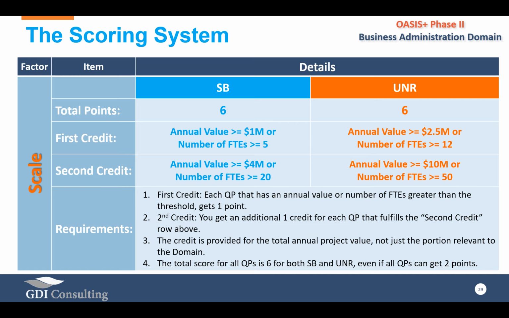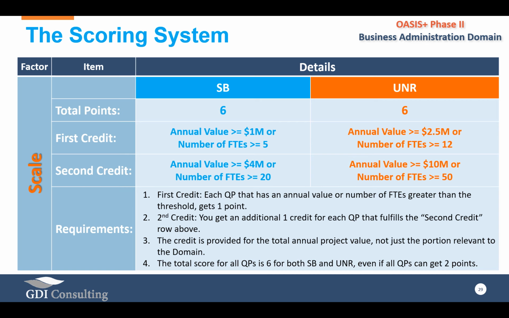Now, if the annual value is over $4 million for small business or over $10 million for unrestricted, you get an extra point. Or maybe the value is not that high, but the FTEs, the full-time employees that you're using or were using on that contract, are high. So if it's more than 20 for small business or more than 50 for unrestricted, you get a second extra point.